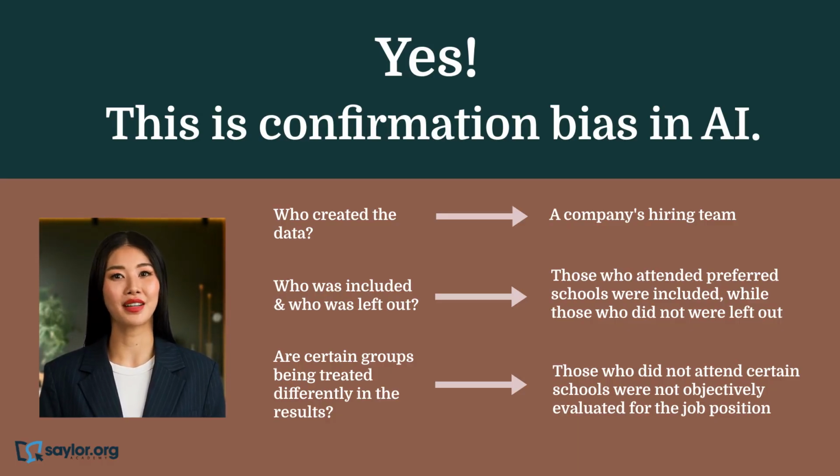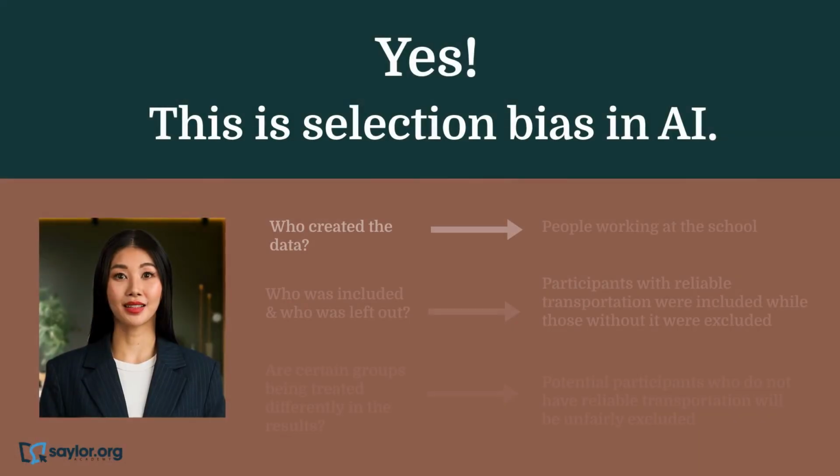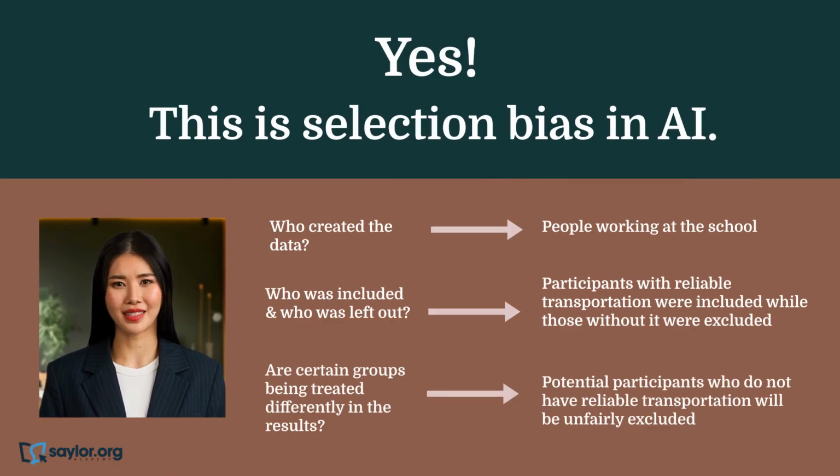As a result, it may overlook individuals who are equally or even more qualified simply because they didn't attend those preferred institutions. Let's try another scenario. A school district uses AI to identify students who might benefit from an after-school STEM program. However, the model was trained only on students who signed up in previous years, all of which had reliable transportation. Is this an example of bias in AI? Yes. There is AI bias in this scenario, specifically selection bias. The bias occurs because the data used to train the model doesn't reflect the full student population, so the AI unfairly excludes potential participants who do not have reliable transportation.